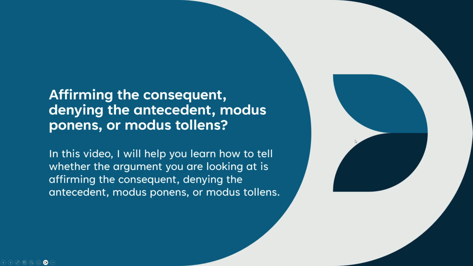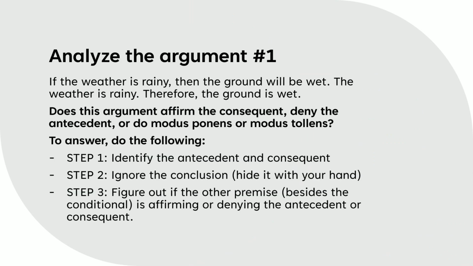So in this video, I'm going to help you learn how to tell whether the argument you're looking at is affirming the consequent, denying the antecedent, or doing modus ponens or modus tollens. All right, so what we're going to do is I'm going to present an argument and then we are going to analyze it. All right, so here's the argument.